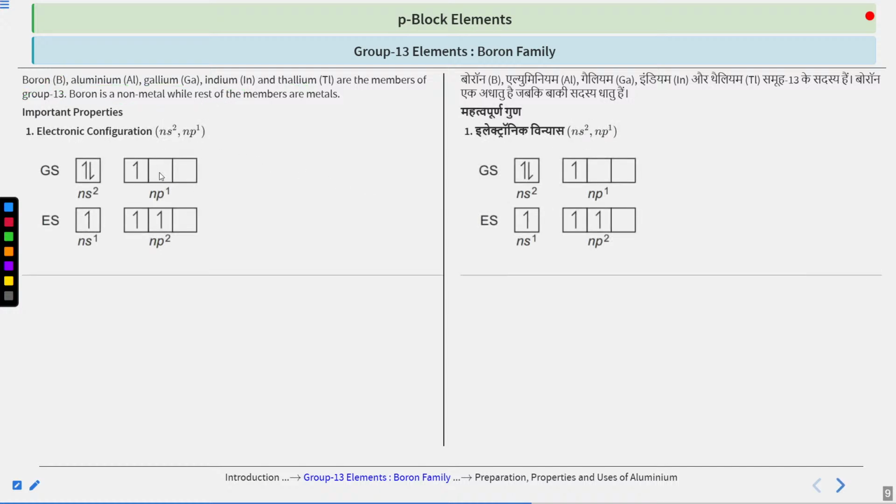So if you look upon the electronic configuration, this is the electronic configuration ns2 np1. So it is hydrogen, helium, lithium, beryllium, so 4 electrons. Okay, so this is the ground state and this is the excited state. So this is for boron. Clear?